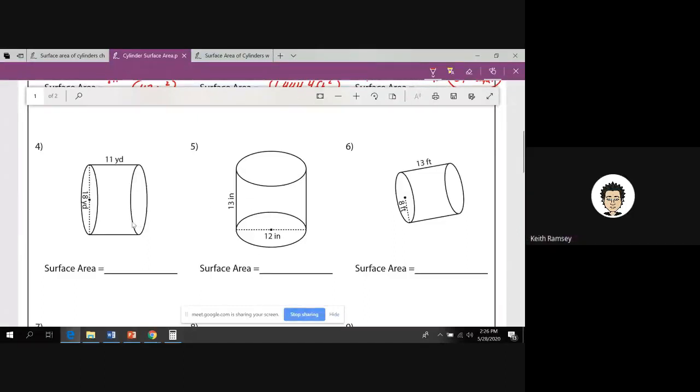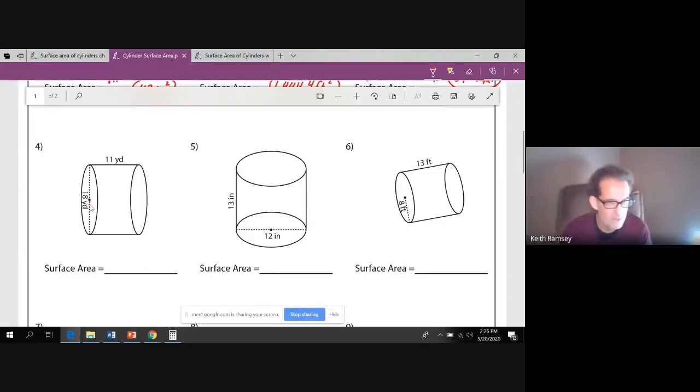Look at 4, 5, and 6. Be careful of 4. They're giving you the diameter. You want the radius, which would be 9. Look at number 5. They're giving you the diameter. You want half of that for the radius, which would be 6. Try to find the surface area of these 3 questions, and if you need help, let me know, and then we'll go over them together.